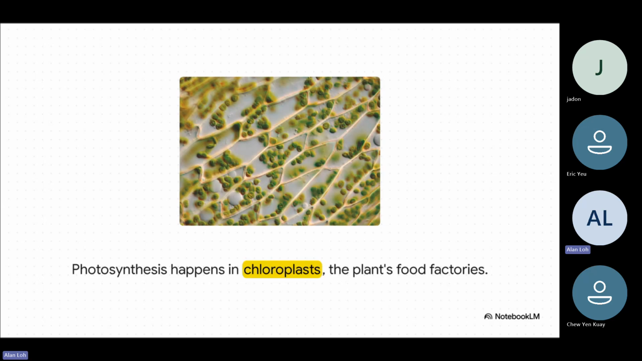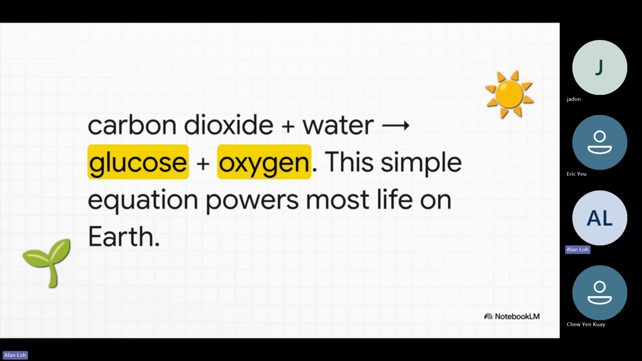You can think of them as the plant's own microscopic food factories. And when you boil it all down, the recipe is beautifully simple. The plant takes in carbon dioxide and water, the sun provides the energy to kick off the reaction, and out comes glucose for food and oxygen as a little bonus for the rest of us. It's probably the most important recipe in nature.